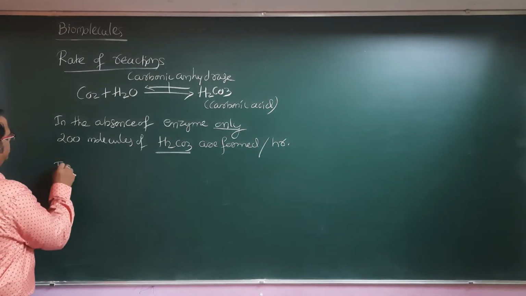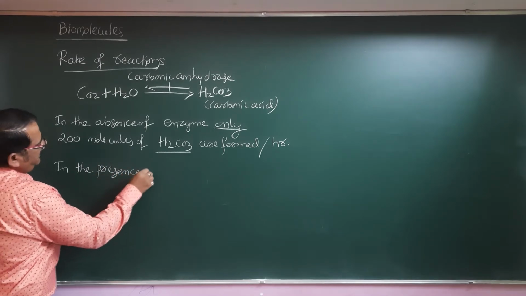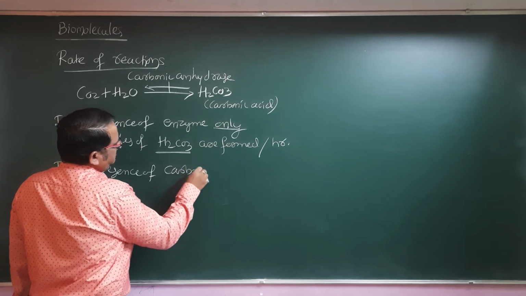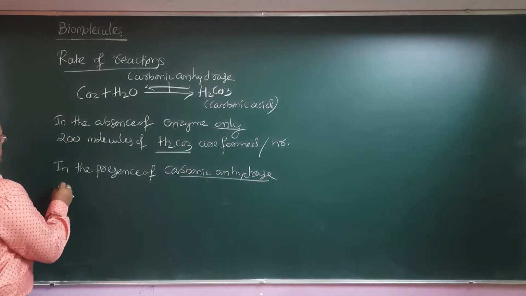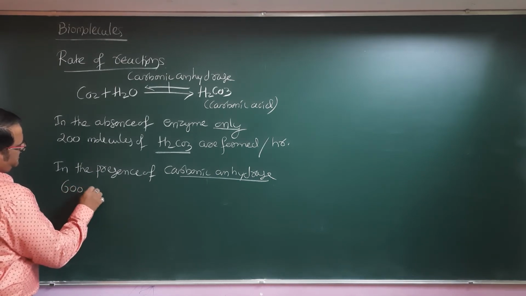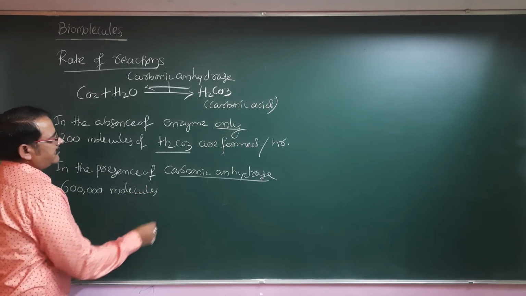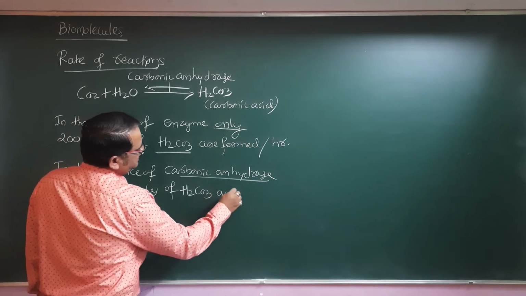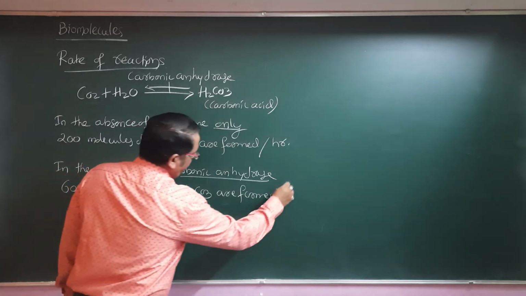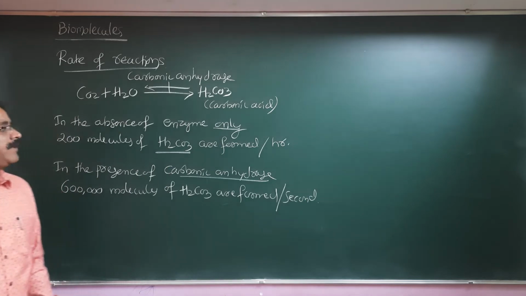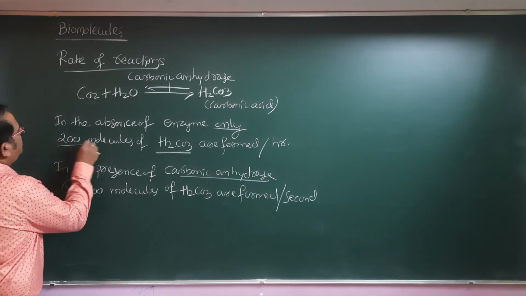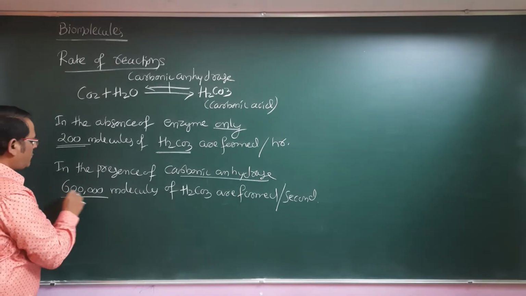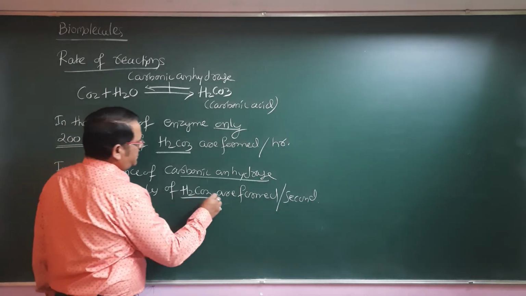But in the presence of enzyme, in the presence of carbonic anhydrase, it is an important enzyme, we can say that 6 lakh molecules of H2CO3 are formed per second. This is very, very important and essential to understand. It means the presence of enzymes such as carbonic anhydrase can catalyze a biochemical reaction within the cell, such as the formation of hardly 200 molecules without enzyme, but with the enzyme it can go up to as high as 6 lakh molecules of H2CO3, that too per second.